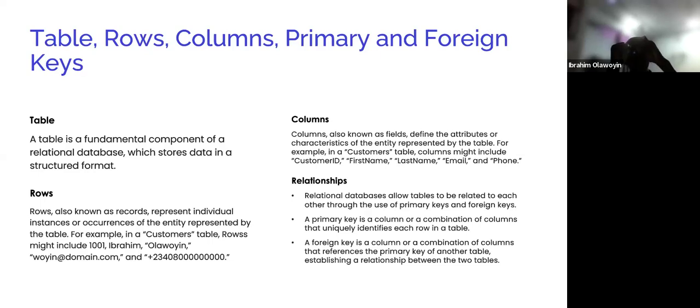This column should store last name, this one email, and this one phone number. That is what a column is, specifically, right? Now, what are rows? Rows are just known as records.